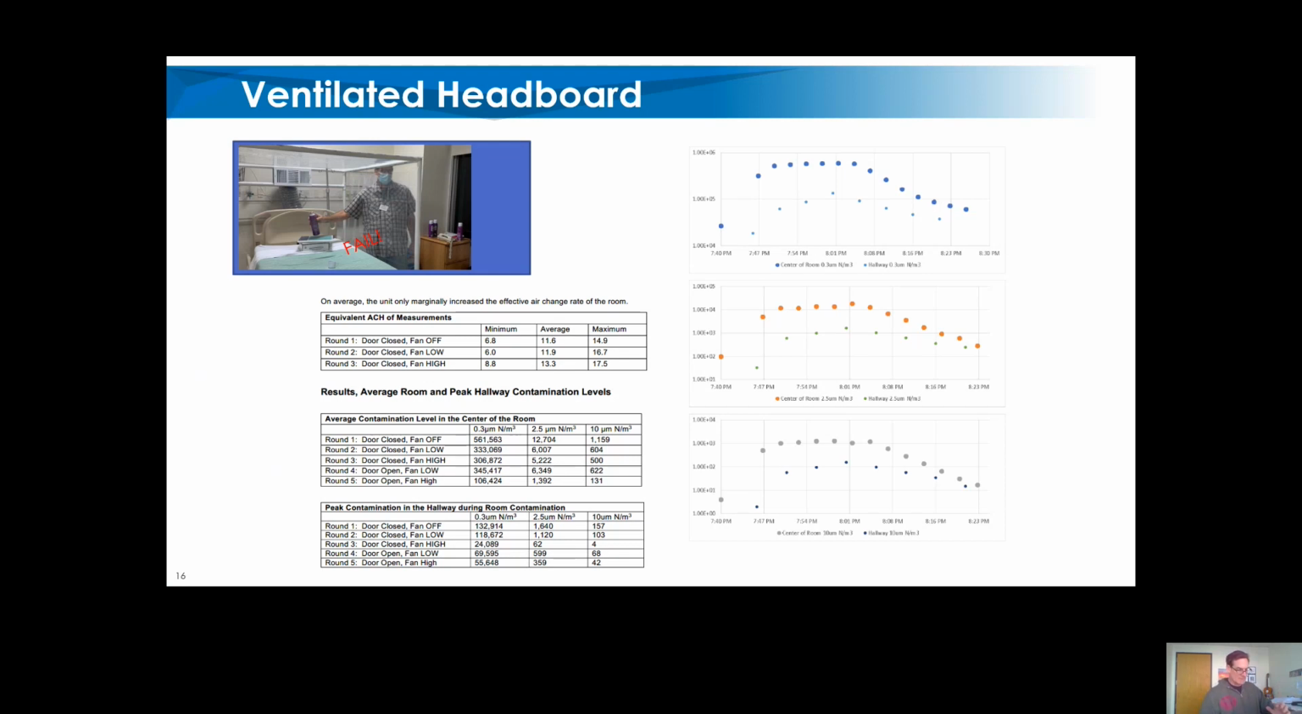If you look at those dots, the larger dots are contamination in the room, and the smaller dots are contamination in the hallway. We were seeing cross-contamination in all events. This is also where we figured out that we were testing these headboards incorrectly. The purpose of those ventilated headboards, like a kitchen hood, is to capture contaminants before they contaminate the room. So you're not really increasing the room ventilation per se, you're decreasing the room contamination is what the goal is.